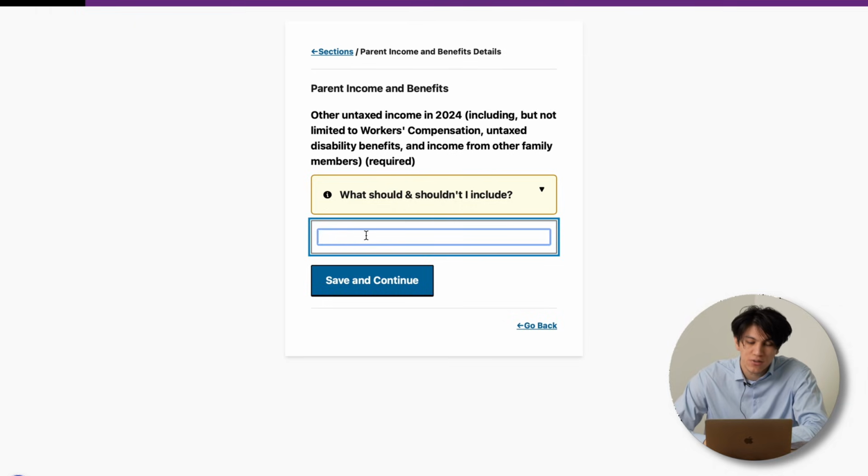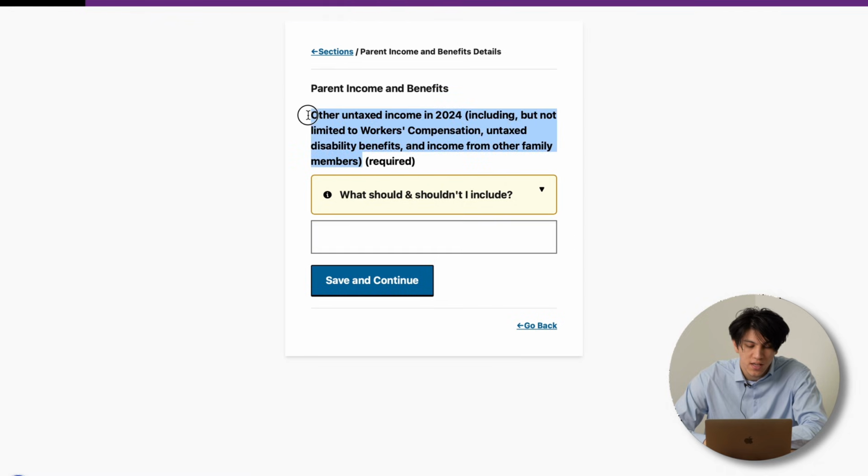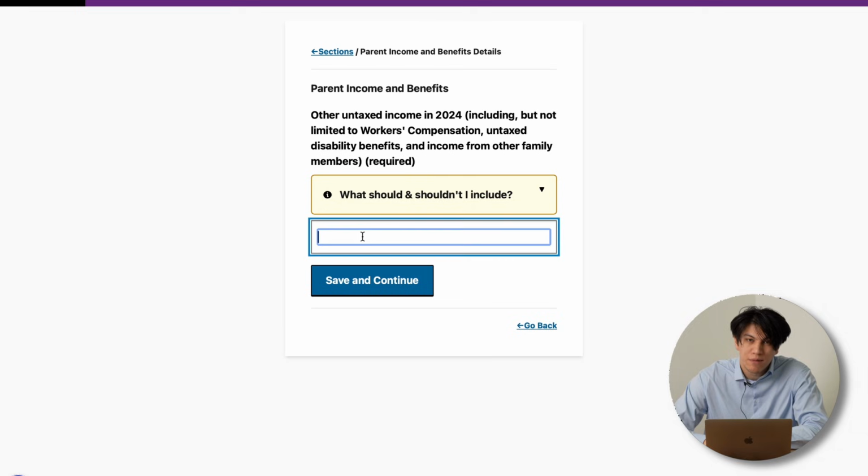Other untaxed income in 2024, including but not limited to workers' compensation, untaxed disability benefits, income from other family members. Imagine your parents get money from their brothers and sisters on a regular basis, or a big amount in 2024. You can include that here, right? It's untaxed. Imagine your friend gives you money, they don't pay taxes and you don't pay taxes for that money. So that's untaxed. That's money given just for itself, it's not any official thing.